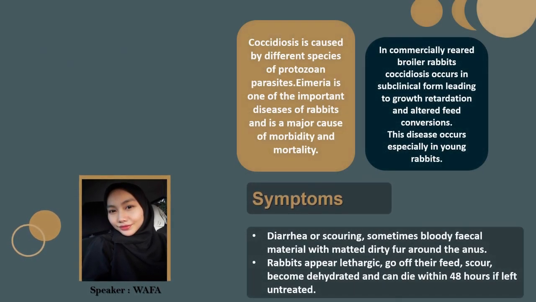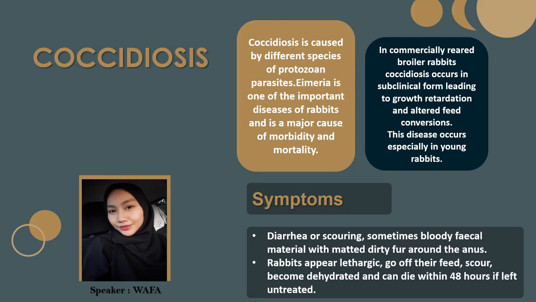Next, coccidiosis. Coccidiosis is caused by different species of protozoan parasites. Eimeria is one of the important diseases of rabbits and is a major cause of morbidity and mortality. In commercially reared broiler rabbits, coccidiosis occurs in subclinical form, leading to growth retardation and altered feed conversion. This disease occurs especially in young rabbits.